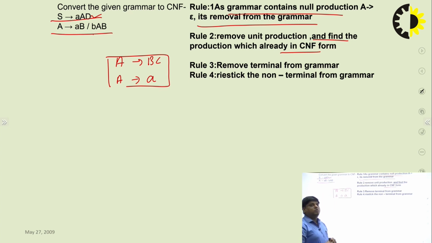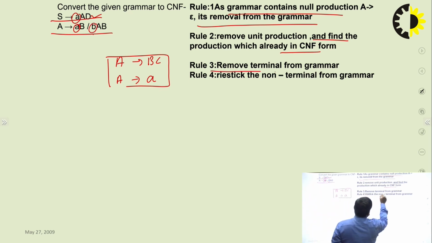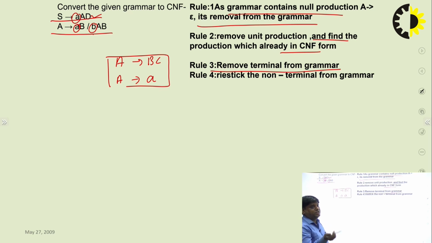Then what is the third rule? Remove the terminal from the right side which is followed by the non-terminal. It means we remove a, we remove again a and we remove again b. This is rule 3, remove the terminal from the grammar which is followed by the non-terminal. It means in this context-free grammar, we remove a from the production A tends to small a and capital B, and remove b from the production A tends to small b, capital A and capital B.